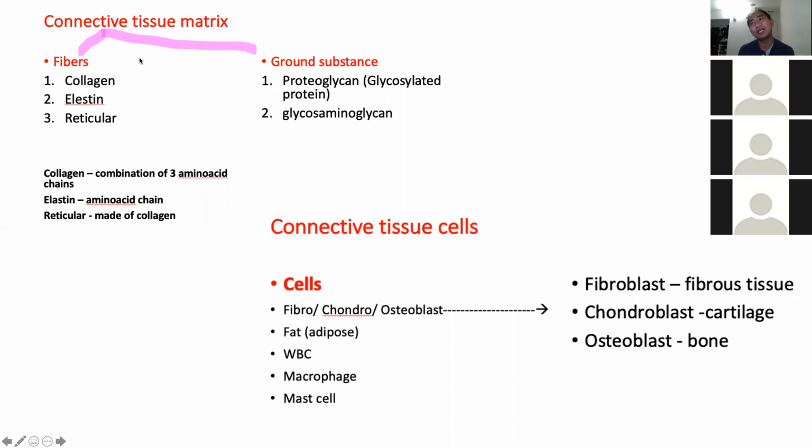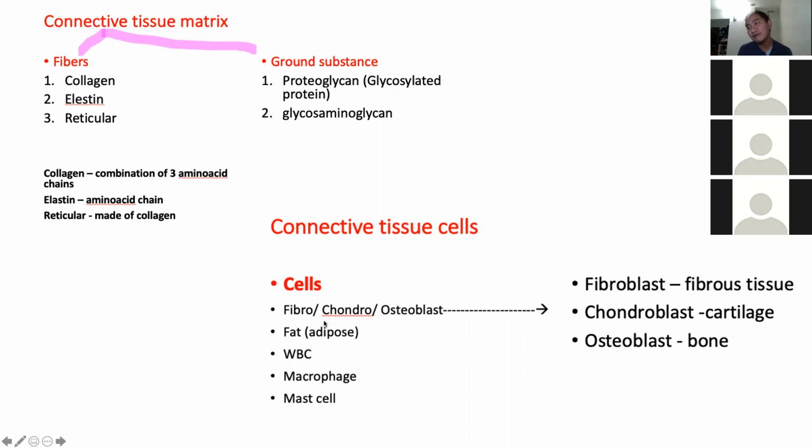So the cartilage is made of matrix and cell. Cells could be fibroblast, chondroblast, or osteoblast. If we use the fibroblast, we will get fibrous tissue. If we use the chondroblast, we will get cartilage tissue. If we use the osteoblast, we will get bone tissue.